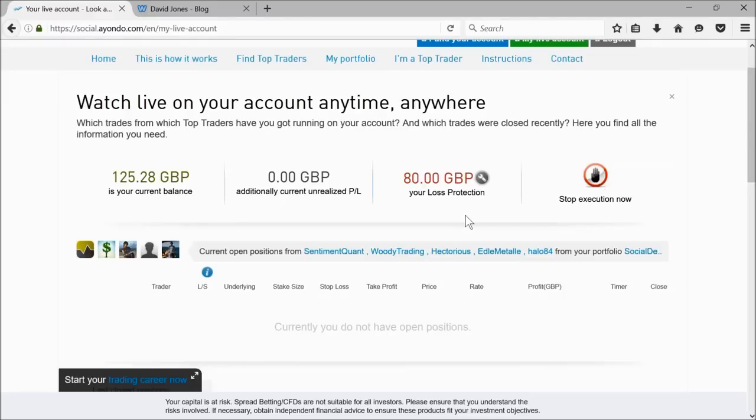We leave it running. These people here are buying and selling. Our account will be buying and selling as well, following their trades. And hopefully, we've picked a good team of traders to follow. And it really is as straightforward as that. I think it's really interesting. I've not done anything in the spread betting CFD business now for 2.5 years.